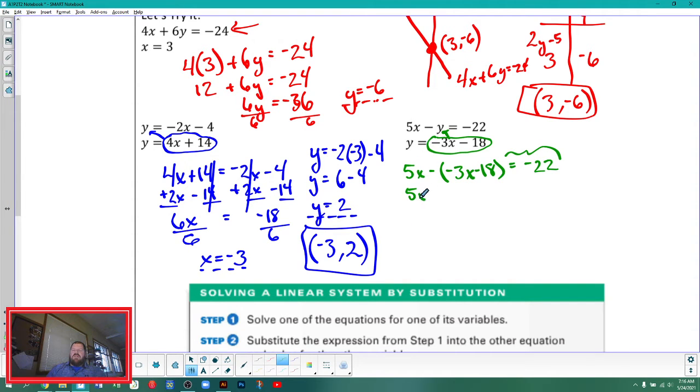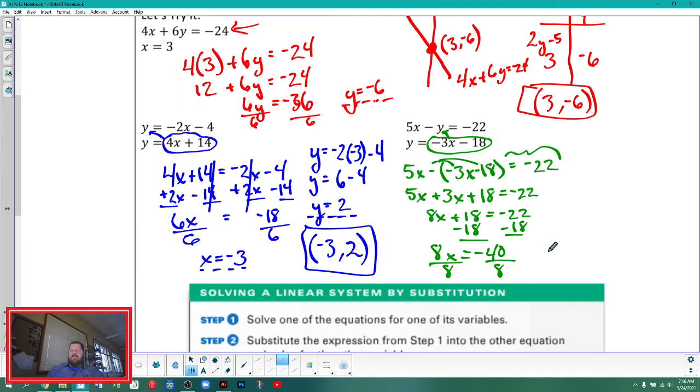So I'm going to distribute a negative 1. It's just going to switch the signs of both things in the parentheses, equals negative 22. 3x and 5x is 8x plus 18 is equal to negative 22. Subtract 18 from both sides, and that side is going to be negative 40. And we'll divide by 8 to give us x is equal to negative 5.